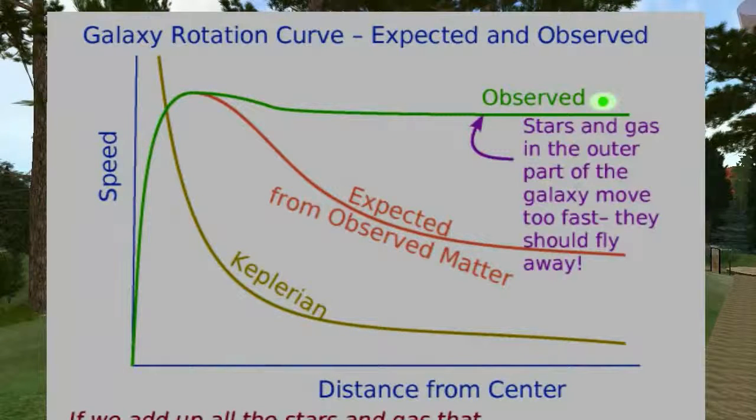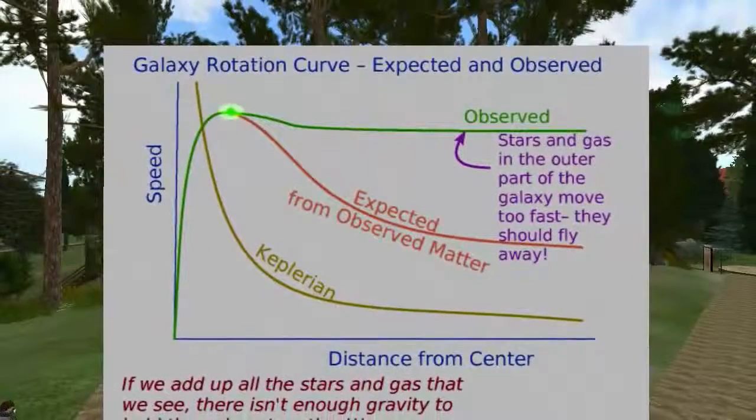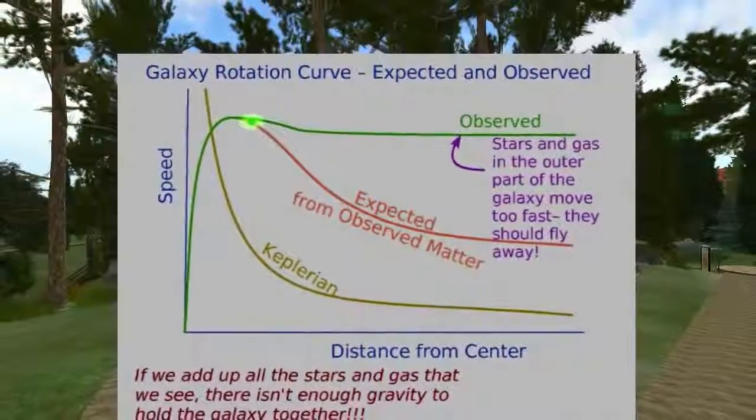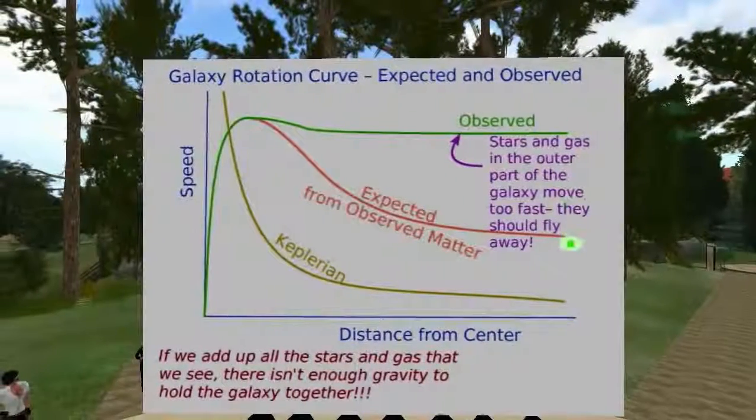So there's a gap. If we add up all the stars and gas that we see, there isn't enough gravity to hold the galaxy together. All right? Stars and gas in the outer part of the galaxy are moving too fast. Notice towards the center of the galaxy, if we add up all the stars and gas, we get it either exactly right or pretty close. But as you get further and further out, the discrepancy gets bigger and bigger.